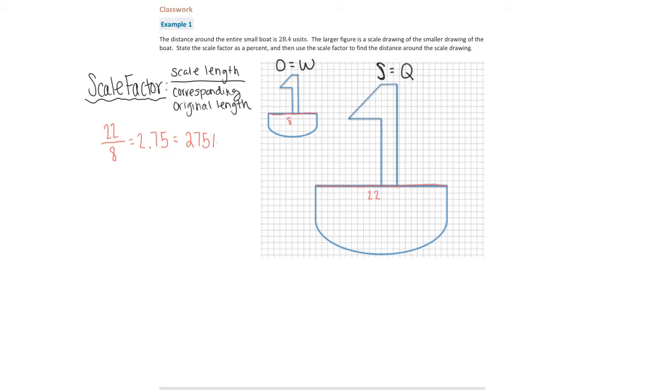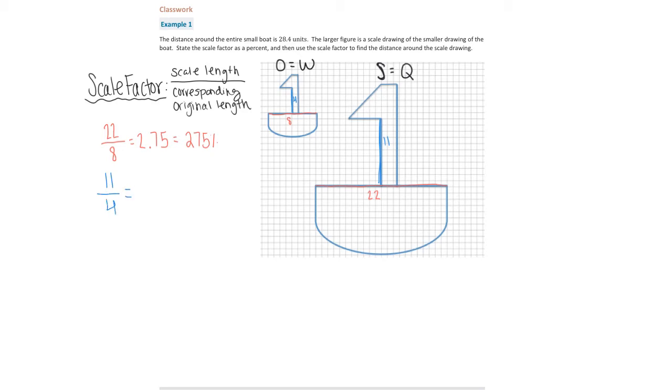Okay, let's do another one. Let's find another corresponding length. Another corresponding length we could use is these ones right here. All right, so go ahead and take your time to count how many units are there. Okay, so for my original, we would have got 4 units. And for our scale drawing, we would have got 11 units. So now we're going to have 11 over 4.